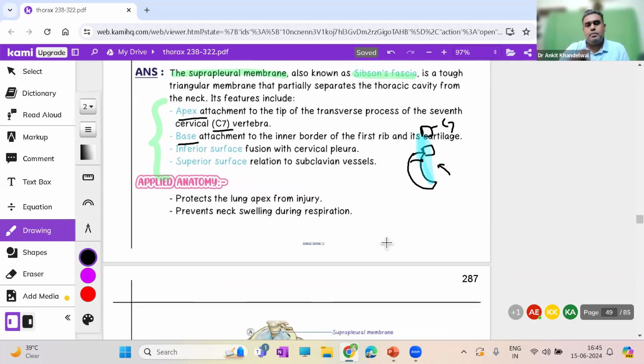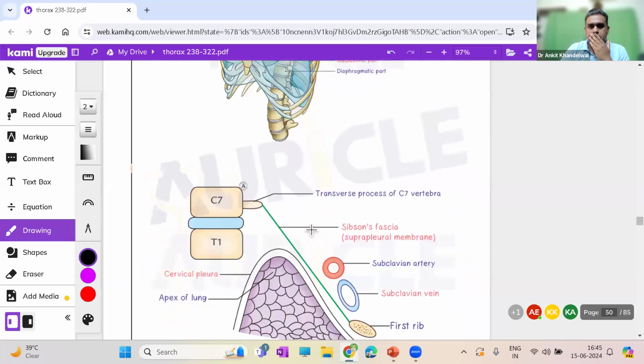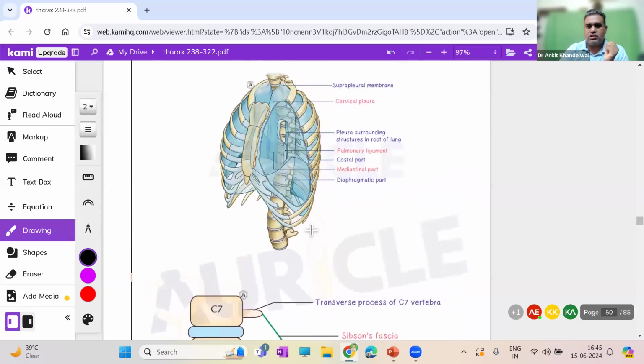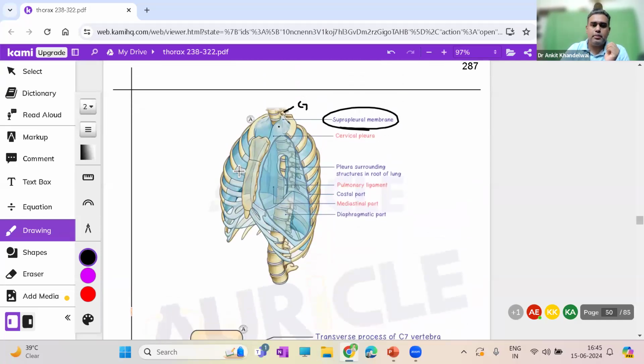Applied anatomy: it prevents the lung apex from injury, prevents neck swelling during respiration. As I told you, when you take a deep inspiration, your neck doesn't become like a frog's neck. Have you seen a frog and toad neck? They inhale deeply, there's swelling up over here. It doesn't happen. Okay, so it prevents the neck swelling during respiration. This suprapleural membrane that they are trying to show us over here, this stuff over here. This is C7. This is suprapleural membrane over here.